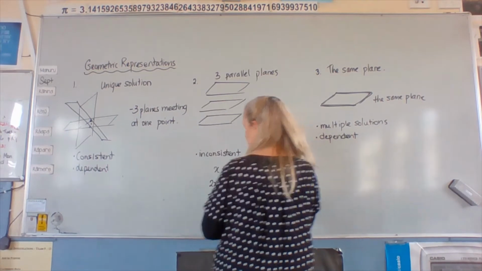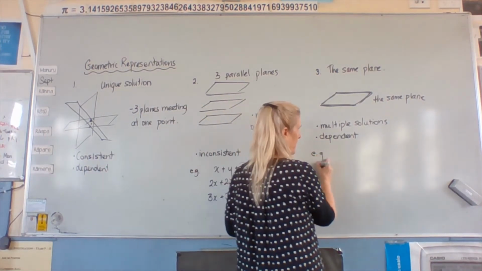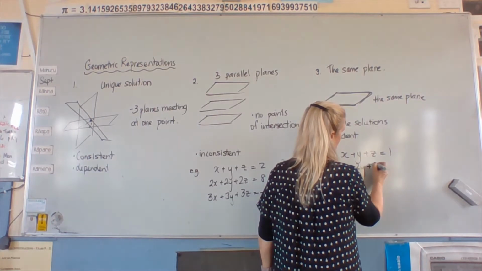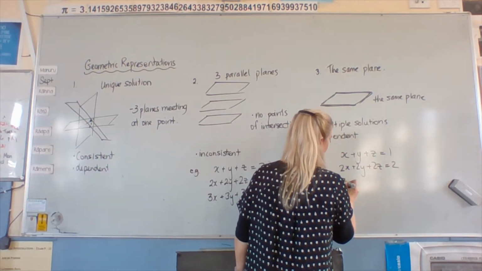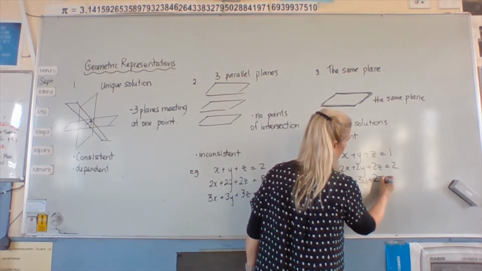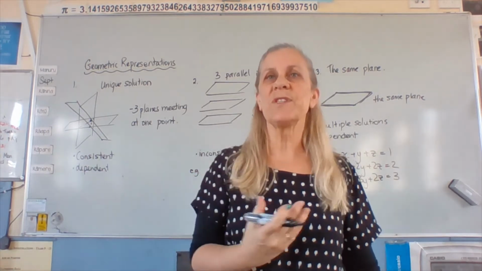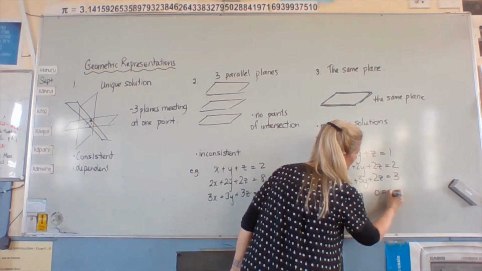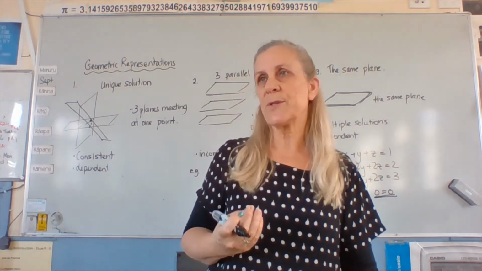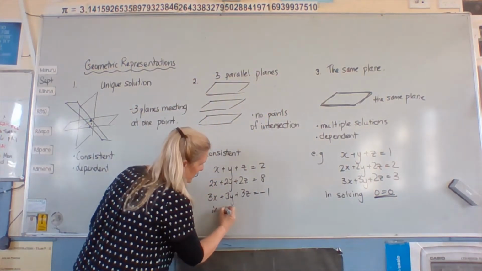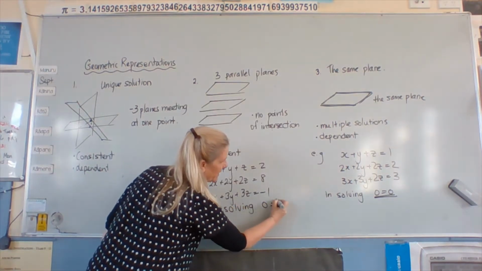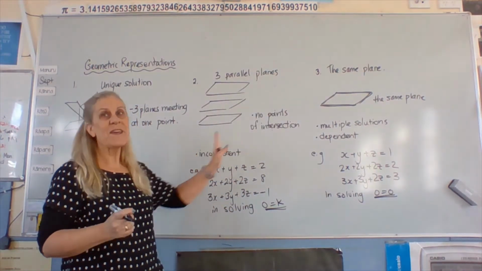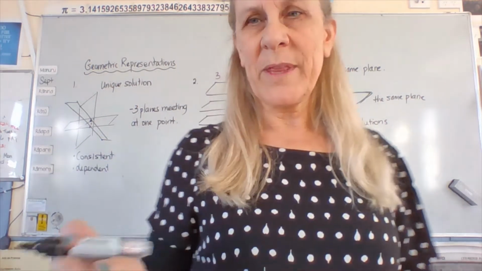What does this look like? Same as this pretty much, but the last part of it is also a multiple. So if you were to try and solve this, you would end up with 0 equals 0. That is an indicator of multiple solutions. If you solve the previous one, you're going to get 0 equals a number. That's an indicator that there aren't actually any solutions. So those are the three easy ones. Right, give a few seconds to copy that down.